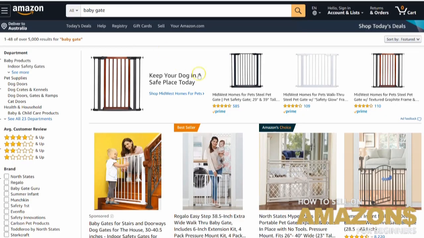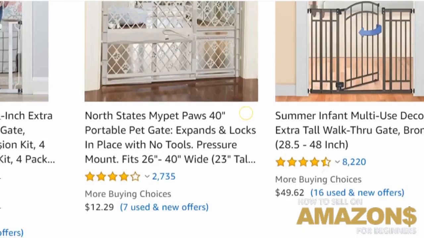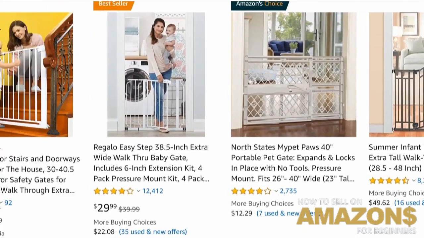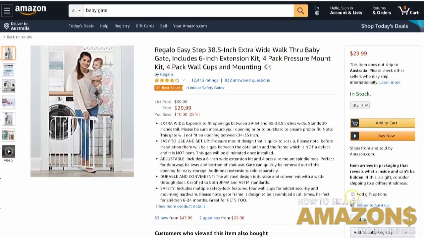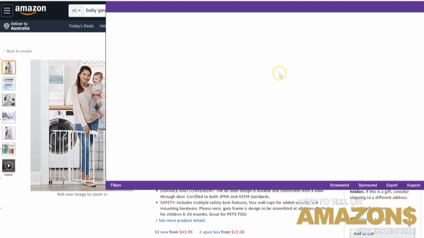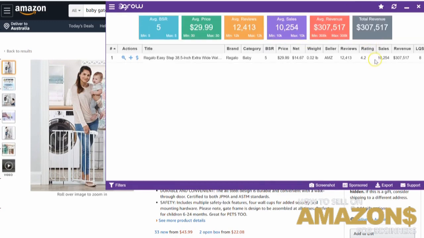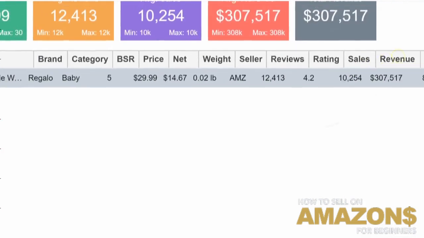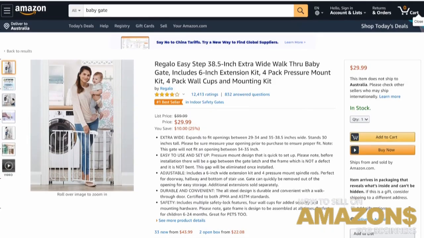So we're looking at baby gates, right? Let's say I was interested in baby gates kind of like this. Let me zoom in here. I'm looking at some of these gates. Let's say, for example, this one right here, and I was interested in this particular product. It's actually doing not too bad. It's doing some good volumes, 300K US a month in revenue. So not too bad.